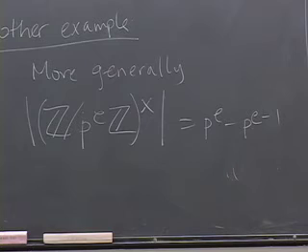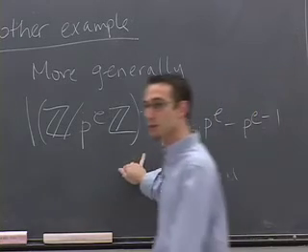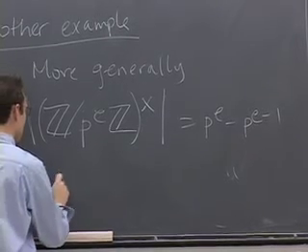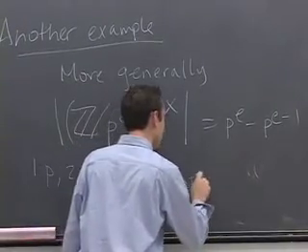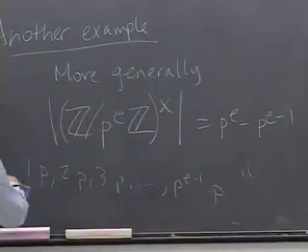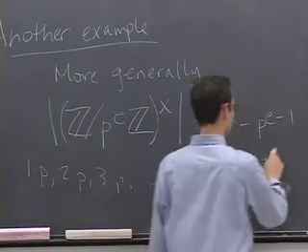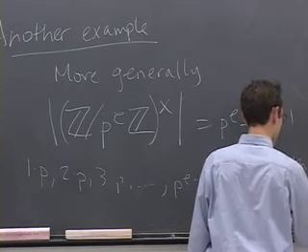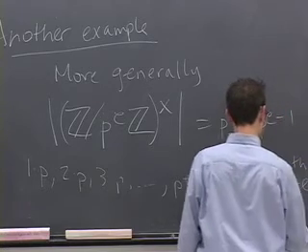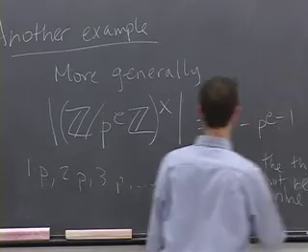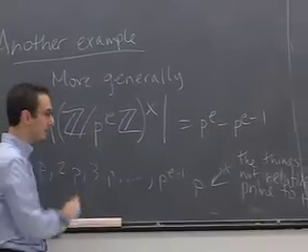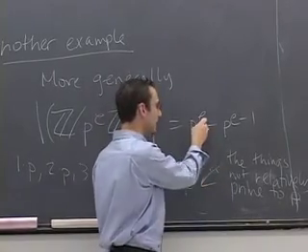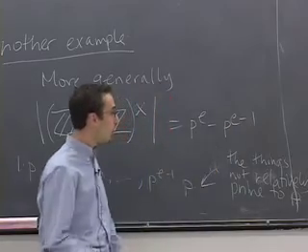Exactly. This is everything except the multiples of p. What are the multiples of p? The multiples of p are 1 times p, 2 times p, 3 times p, up to p to the e minus 1 times p. These are exactly the things not relatively prime to p. So we started out with a set of p to the e things. We took away p to the e minus 1 things, which were not relatively prime, and we're left over with p to the e minus p to the e minus 1 things, which are relatively prime.